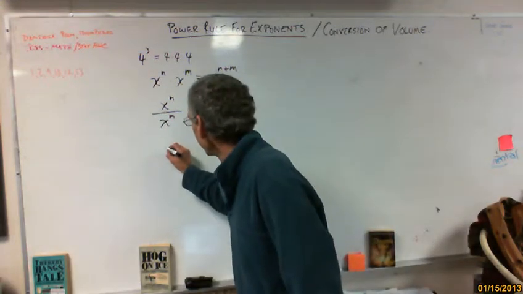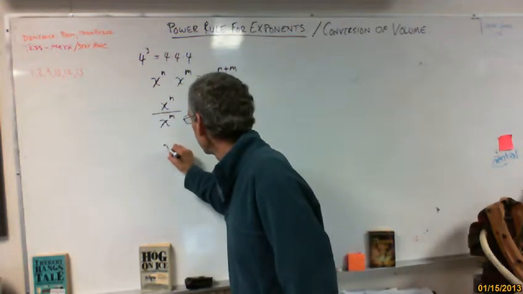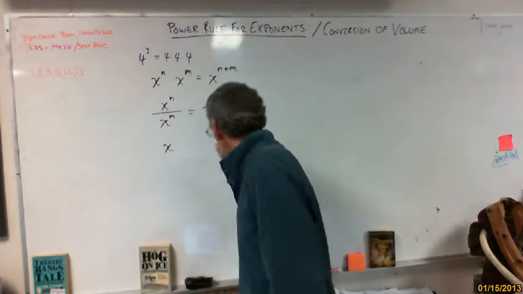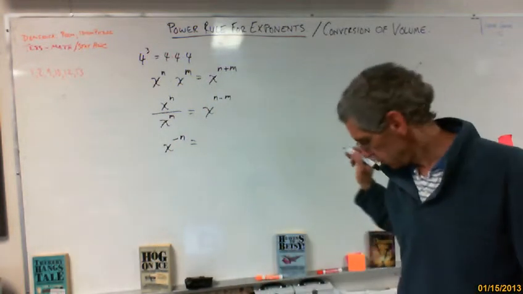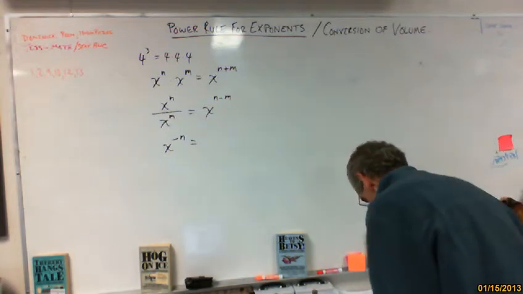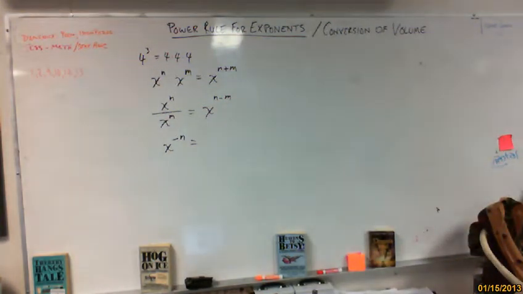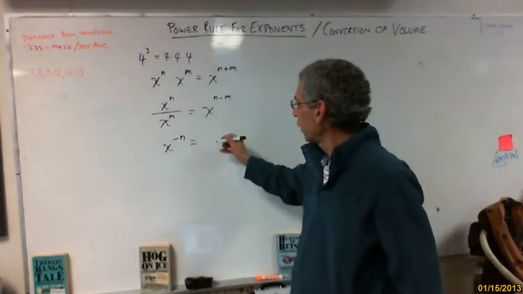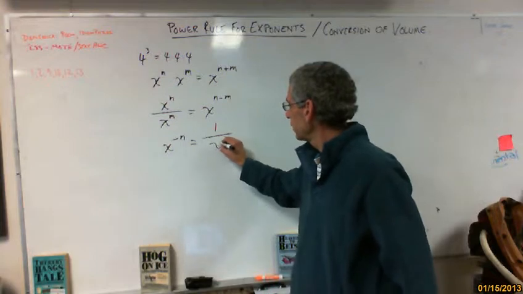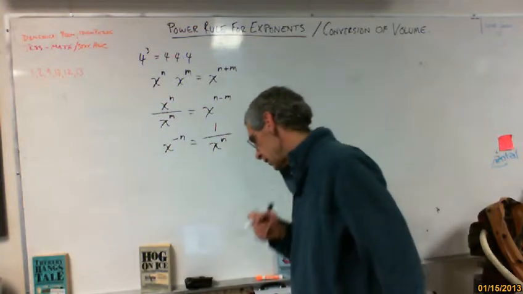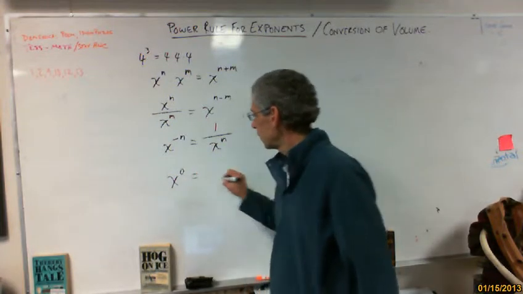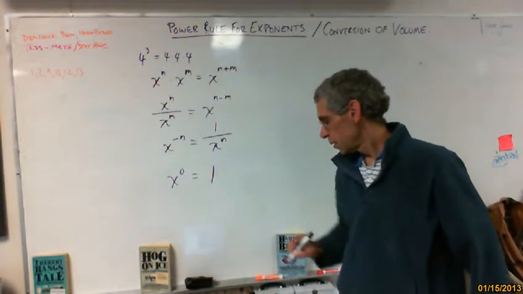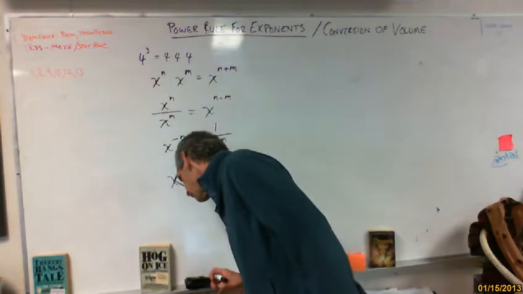So how about this one? How about x to the negative n? What would that equal? 1 over x to the n. Okay, 1 over x to the positive n, right? Let's see if I'm forgetting something. Oh yeah. What about this? x to the 0 equals 1. Okay. Did I forget anything?